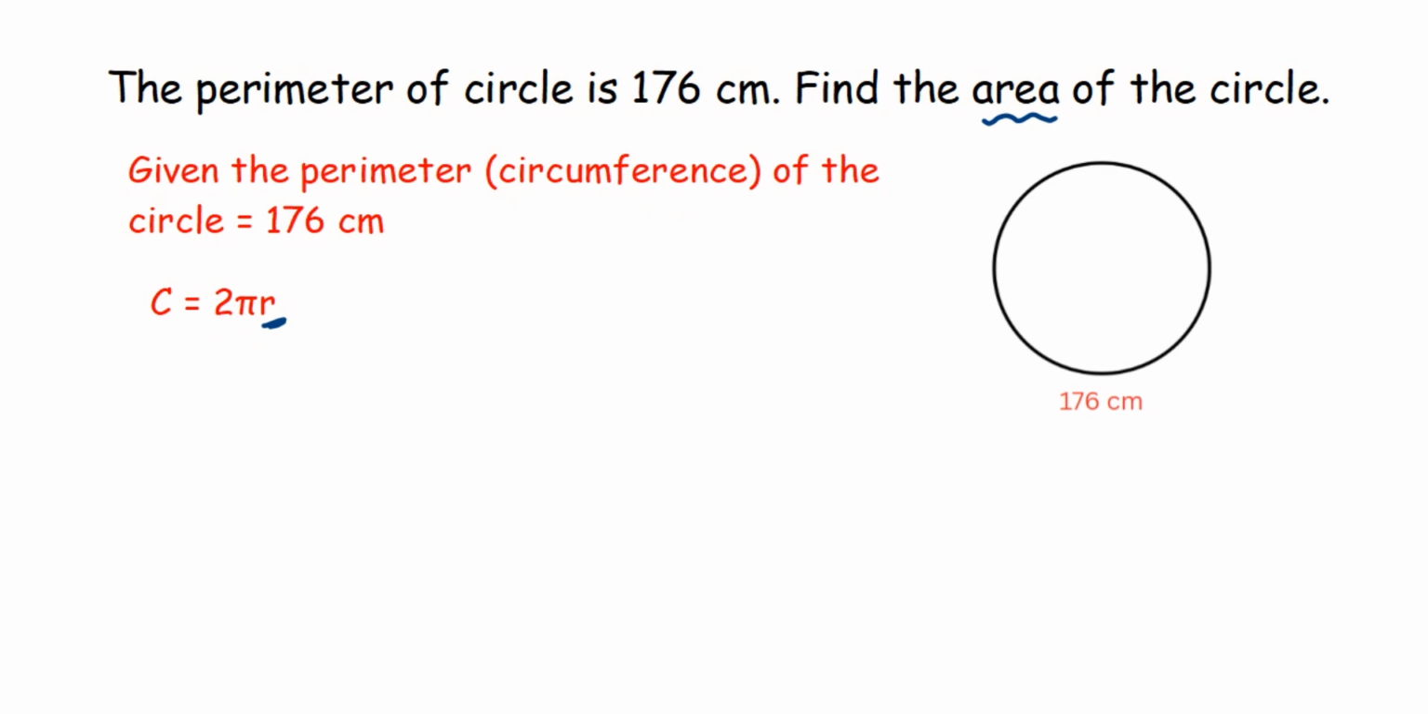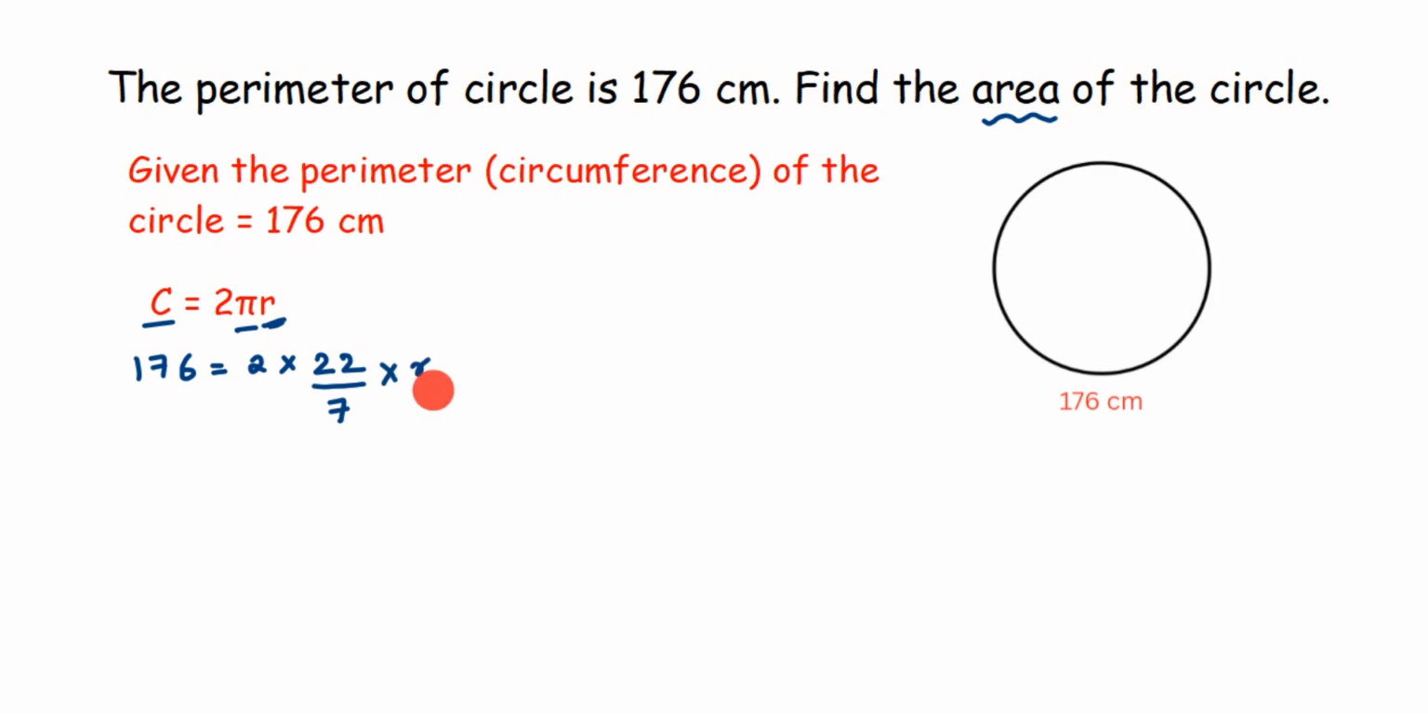So we'll substitute what we know. We know the circumference, which is 176. So substitute in this formula. So in place of c, we'll write 176, which is equals to 2 times, now pi value here we'll take it as 22 over 7. So 22 over 7, and radius we don't know, so let's keep it as r. Now we have to find r value.